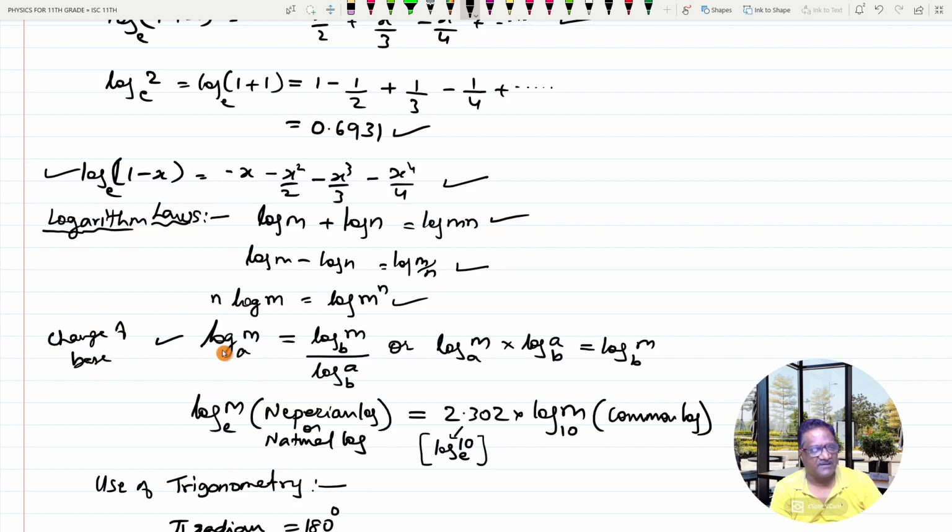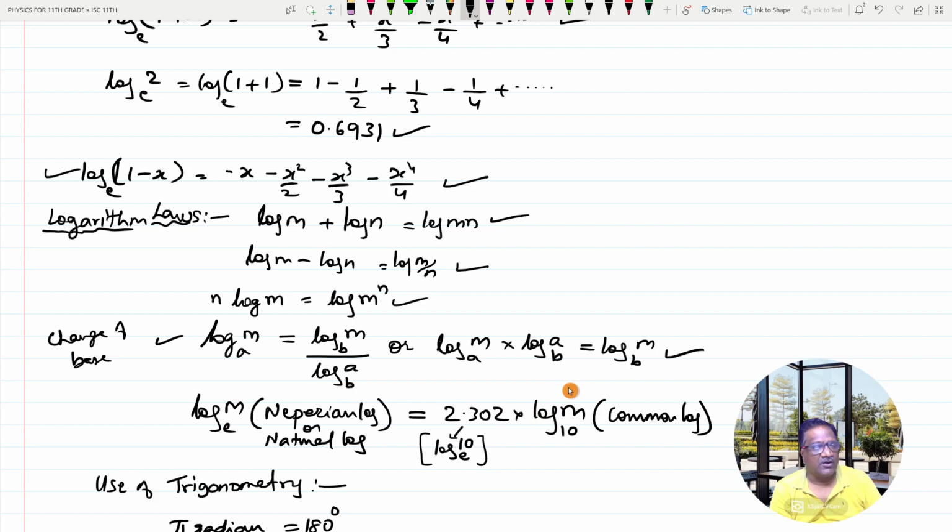If you want to change the base of a logarithm, now say this is log of m to the base a. Suppose I want to change this a to a new base b, then what I'll do is I'll write log of m to the base b, but I'll divide the whole thing by log of that old base to the base b. So this is how it works. So log of m to the base a is always equal to log of m to the new base b divided by log of old base, that is a, to the base b. And this, if you rearrange, you can write it in this way. This is known as the change of base formula for logarithm.